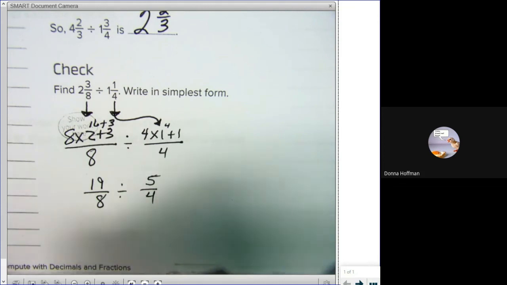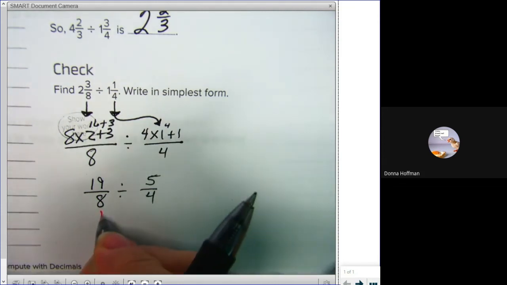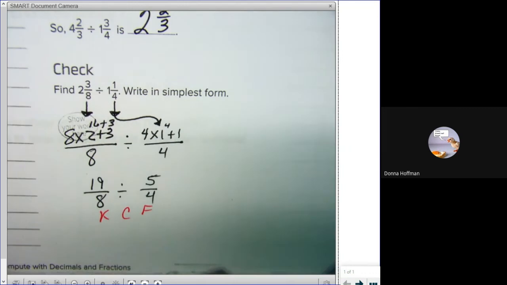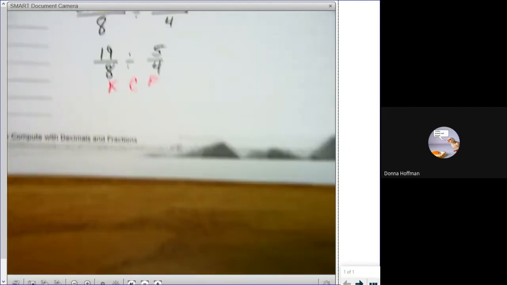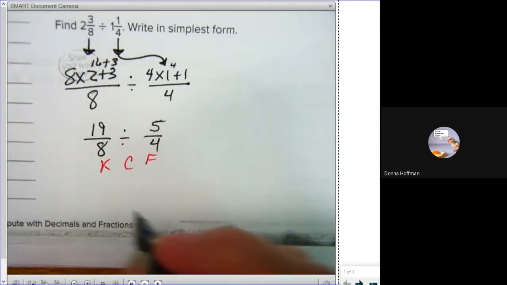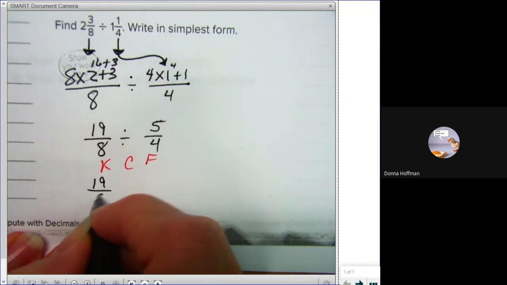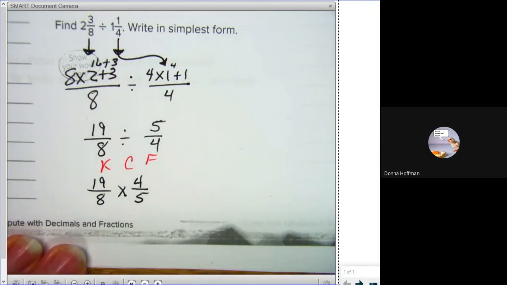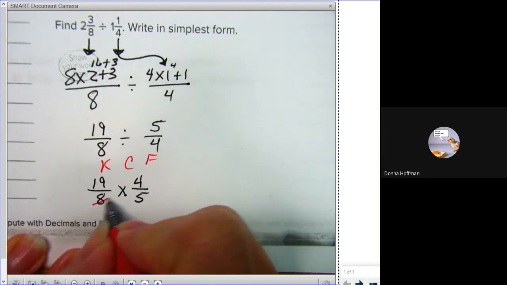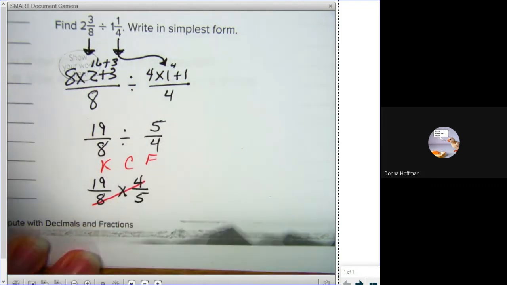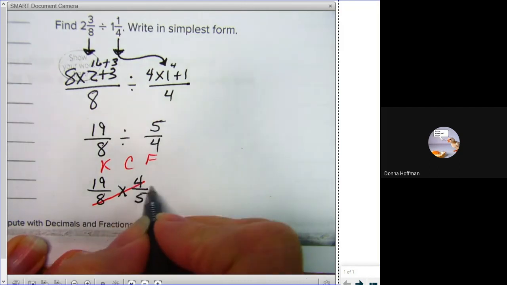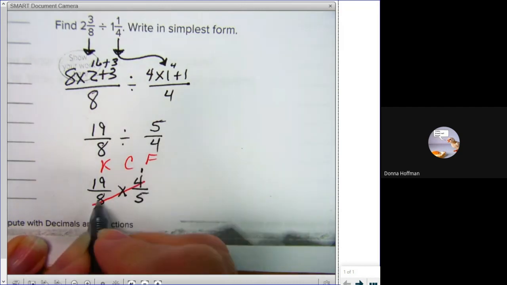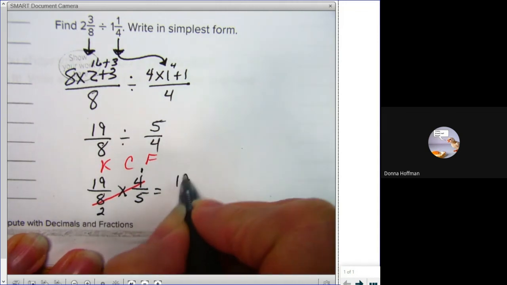This is where we do keep, change, flip. It'll be 19 over 8 times 4 over 5. And I'm going to do some cross reduction. I'm going to divide both of these by 4 and make them smaller. 4 divided by 4 makes this a 1. 8 divided by 4 makes this a 2. So here's my new problem.